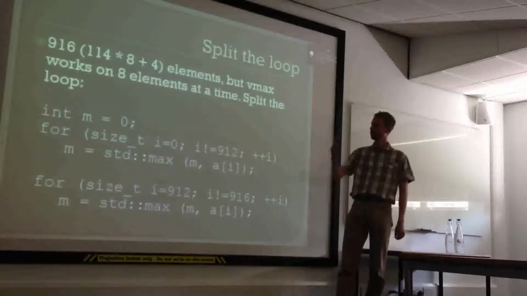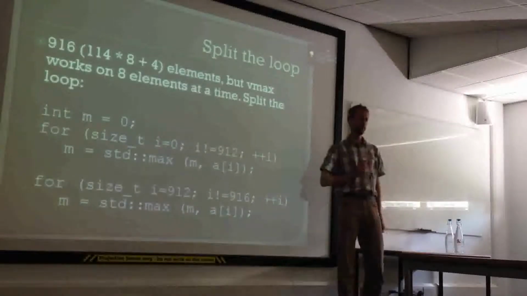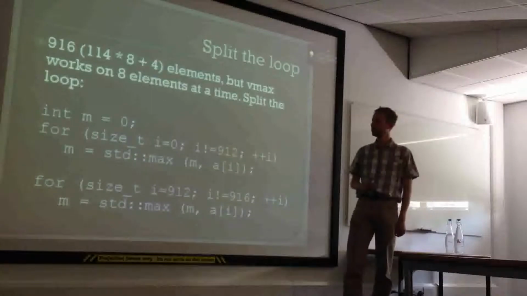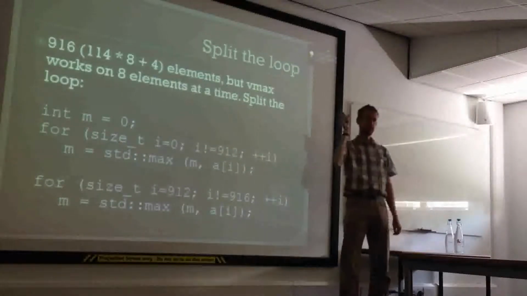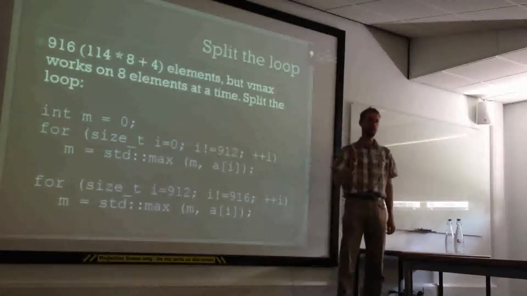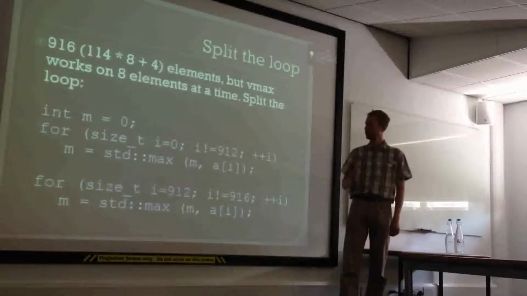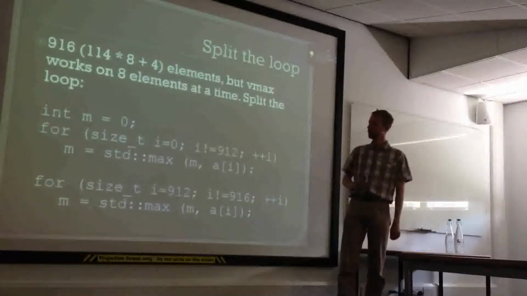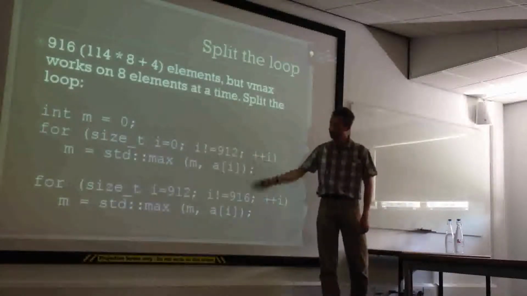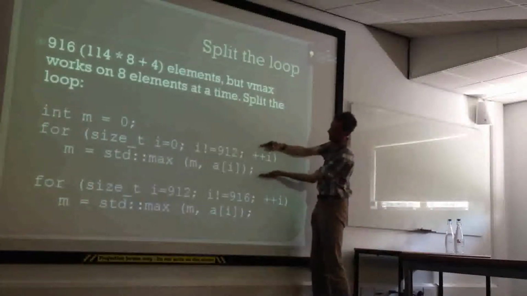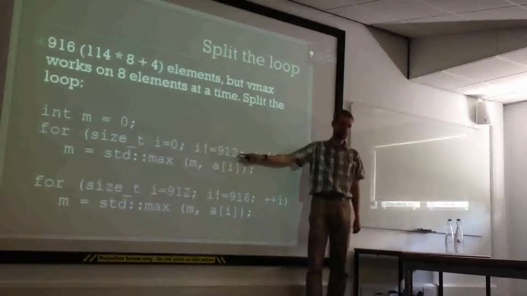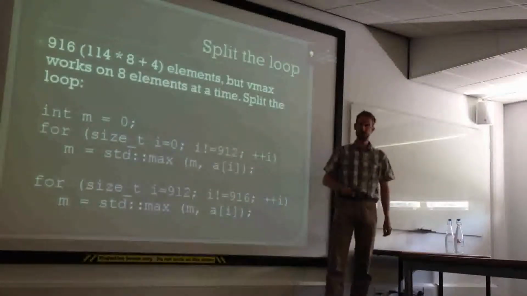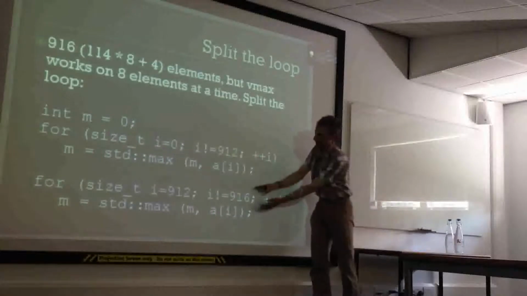So the first problem, I said 916 elements. That's not a multiple of 8, which is what I'm assuming from my vector unit. So we've got some remainder elements. They're a problem. We can't process those at the same time. So the first thing we have to do is take that 916 array and split it and do two things. First of all, we start by processing 912 elements, because that's a nice multiple of 8, and then we clean up and do the remaining 4 there. This bit, I'm just going to forget about.